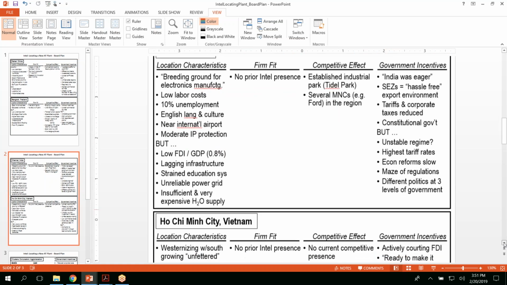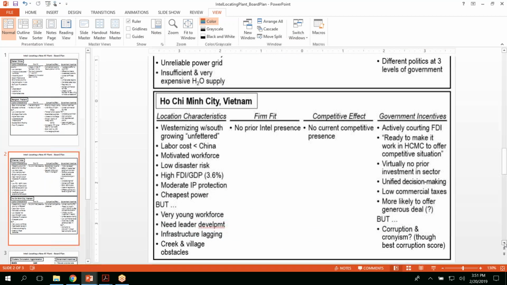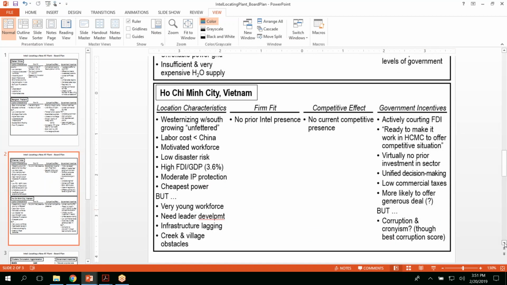Then you could fill out on Ho Chi Minh. So Ho Chi Minh City, Vietnam, right? So this, of course, is the one they do choose. Things that come by, on the location characteristics, right? The labor cost is below China, so it's cheaper labor cost, very cheap labor cost, motivated workforce. Low disaster risk, it said, which is an issue because in Thailand they had a lot of flooding, other things, not so much in Ho Chi Minh City. High foreign direct investment as a percentage of GDP. That suggests that it is attracting foreign investment. So it's a good environment in which to do business.